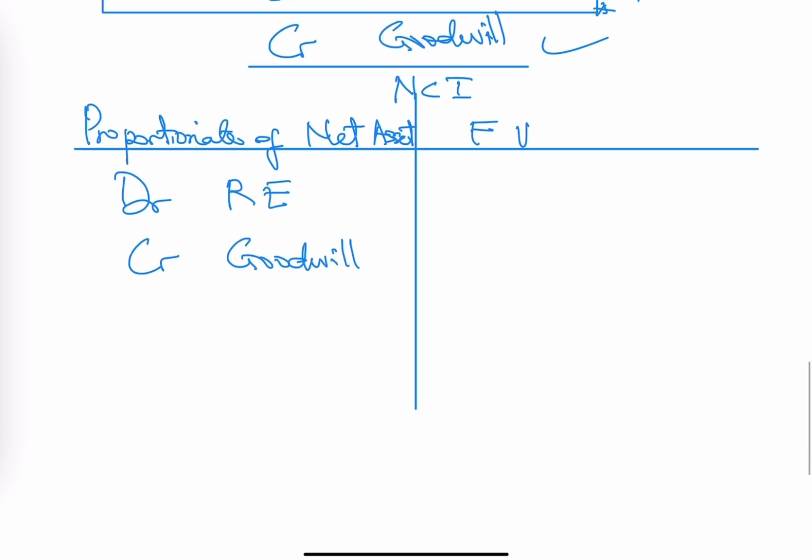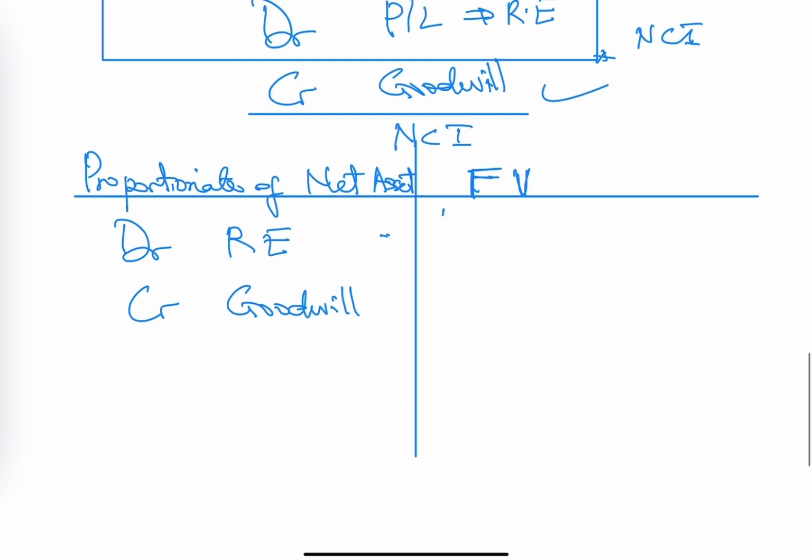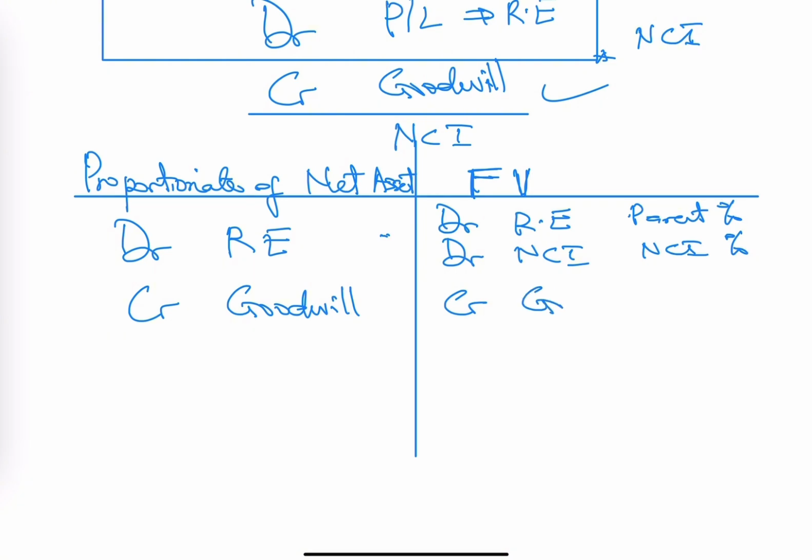However, if the question says that NCI is measured at fair value, then this will not work. Then you need to split the debit into two. So a part will go to retained earnings, which is the parent proportion, and a portion will go to NCI, which is the NCI proportion. The credit will always be constant to go to goodwill. So that is the way you treat impairment in goodwill. So you must understand that possibility. It depends on the way NCI is being measured. And you can look at it.